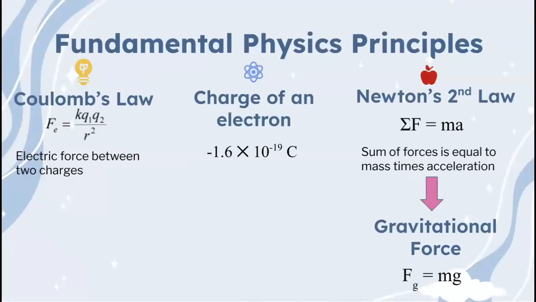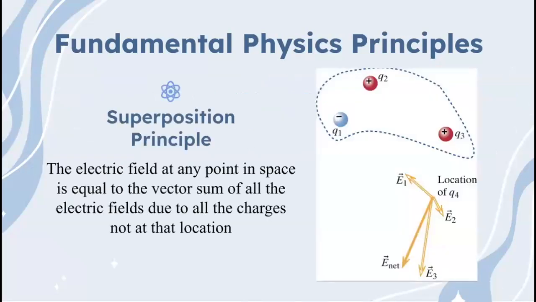Starting off, we have Coulomb's law, which gives us the electric force between two charges. Also in Lab 1, we saw the charge of an electron, and that was used to calculate the number of electrons on a piece of tape, but that's not so important for this lab. Of course, we also have Newton's second law, F equals ma, and that allows us to derive the gravitational force equation, which is F equals mg on Earth.